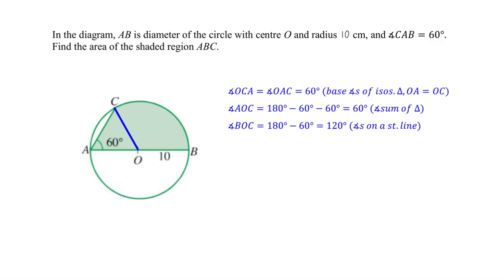Hello everyone, welcome to this video where we are given a diagram. AB is a diameter, radius is 10 cm, and we are given angle CAB, 60 degrees. Find the area of this shaded region, ABC, which is the green color area.